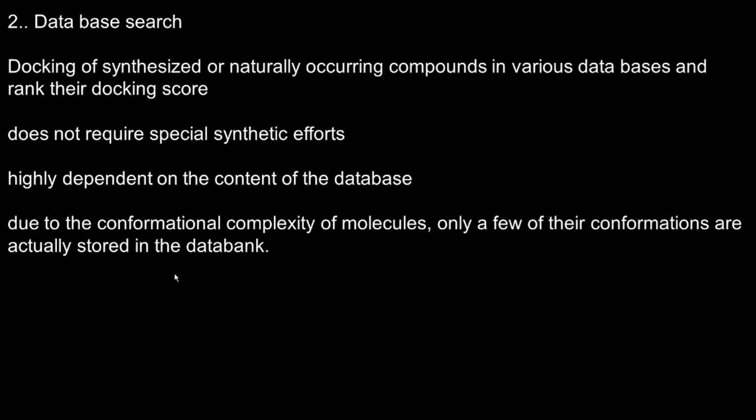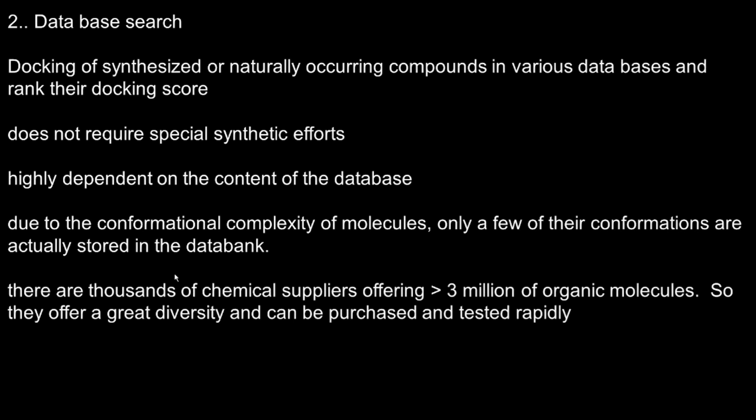That's another. There are thousands of chemical suppliers offering more than 3 million organic molecules. So they offer great diversity and can be purchased and tested rapidly. So database search is a good idea to follow. We can purchase them, or we can even synthesize them later on if they are found suitable in our in silico study, and then we can test them rapidly.